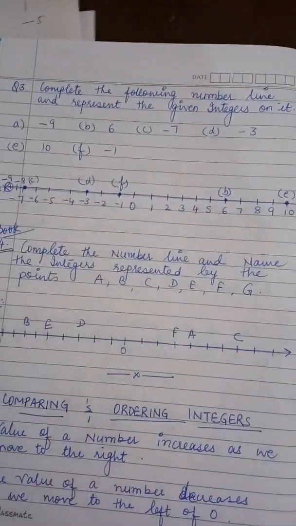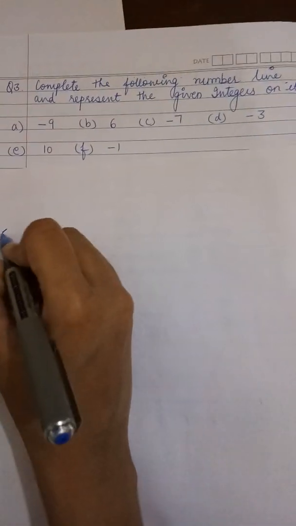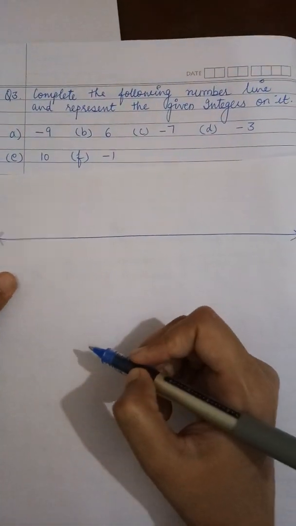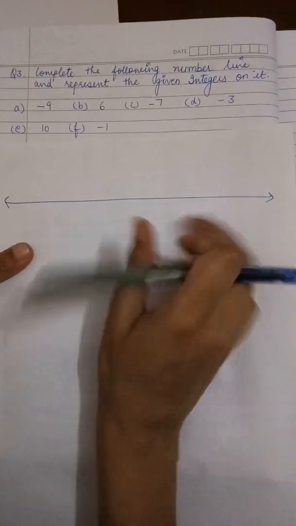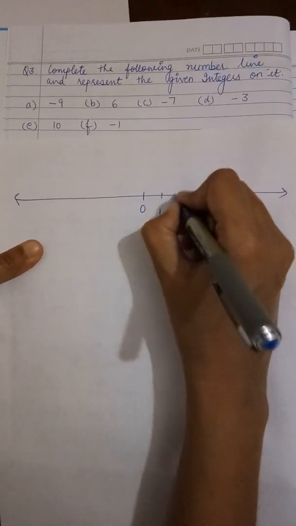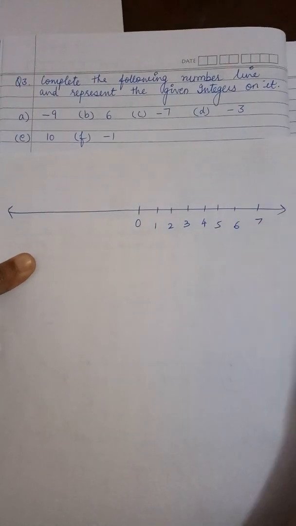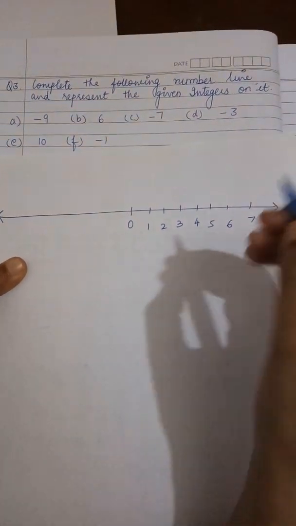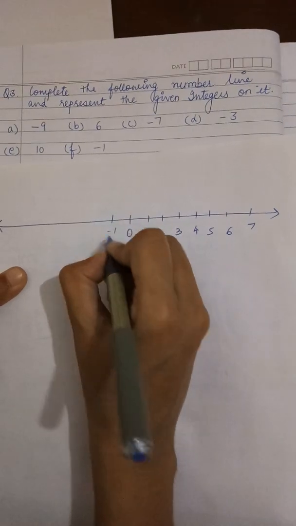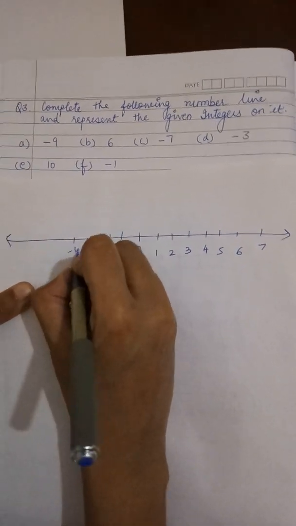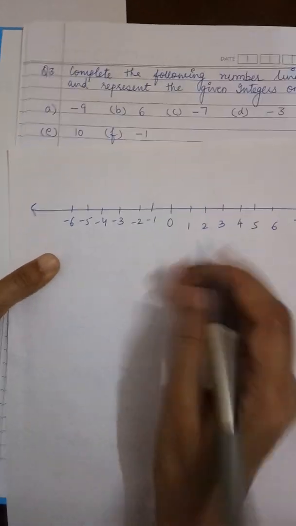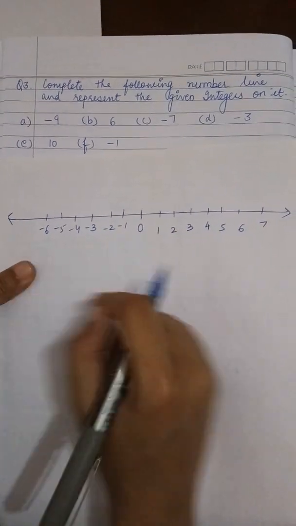How you are going to do this? Let me explain you on a page. I am going to draw a number line like this. Drawn. On this I am going to represent the integers 0, 1, 2, 3, 4, 5, 6, 7 and so on. Whatever they will ask, I am going to move that side. Minus 1, minus 2, minus 3, minus 4, minus 5, minus 6, like this to the left side also I am going to move.